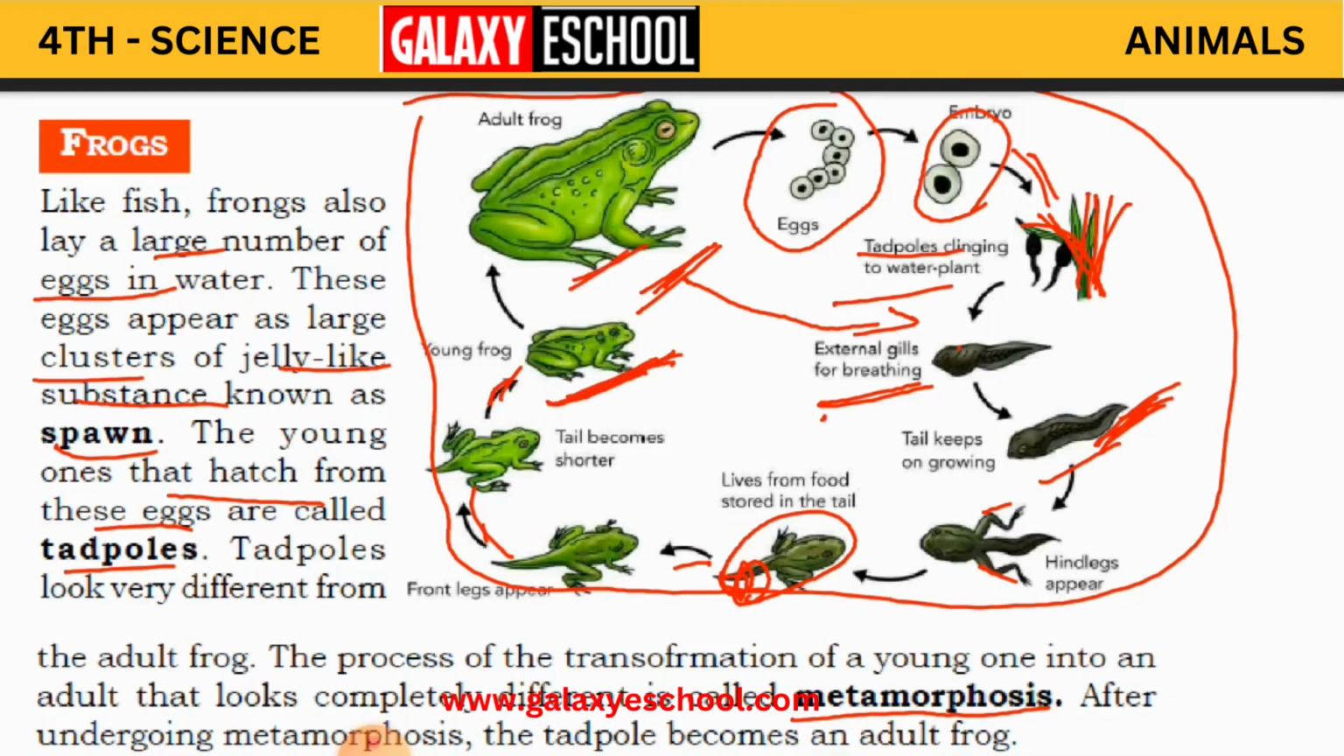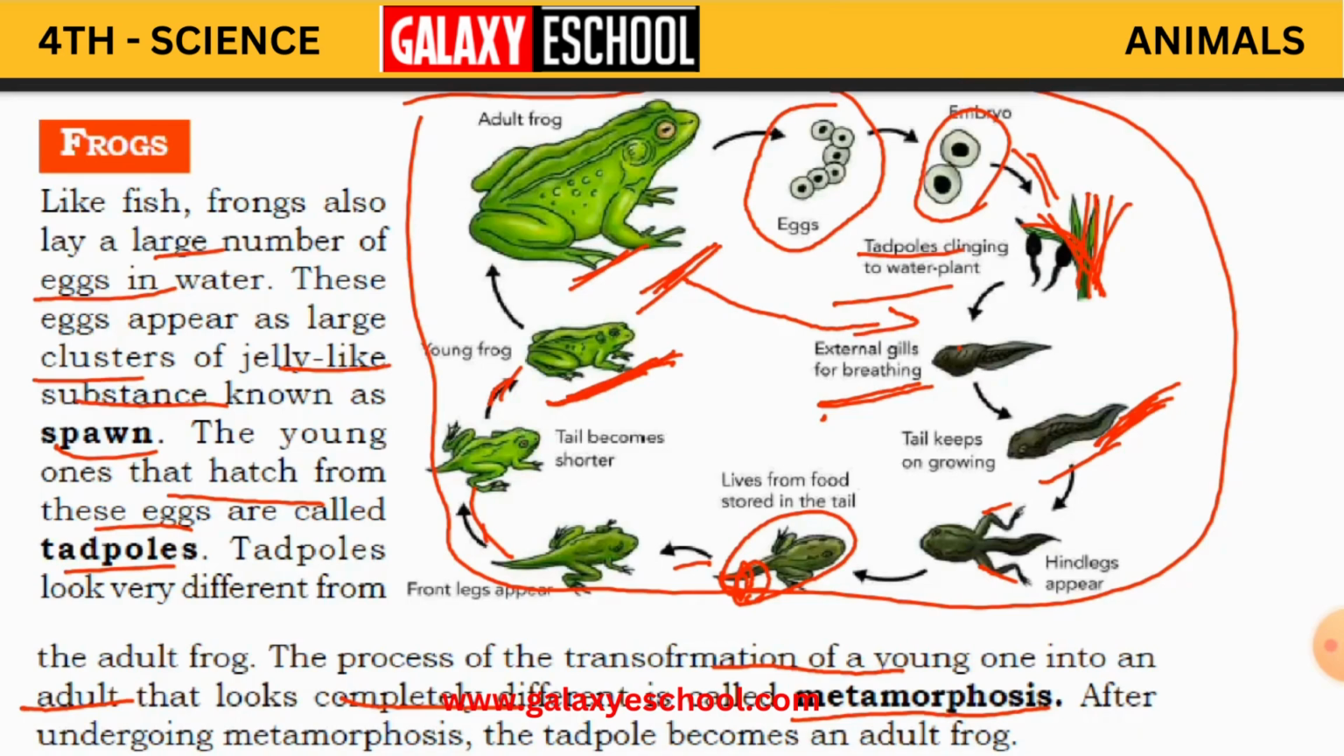So this process of transformation of the young one into an adult that looks completely different is called metamorphosis. So when the young one's form is completely different from the adult one, this process is called metamorphosis.